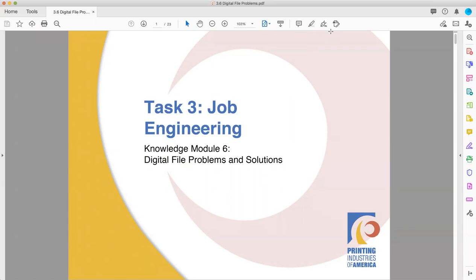This is Professor Ben Hewitt, and today we're going to take a look at the PIA Pre-Press Trainees Manual, Section 3.6, Digital File Problems and Solutions. In this section, we're going to take a look at an actual file, and if you want to follow along at home, you'll notice in our course outline today, I've included both files for download, both a problem file and a corrected version.